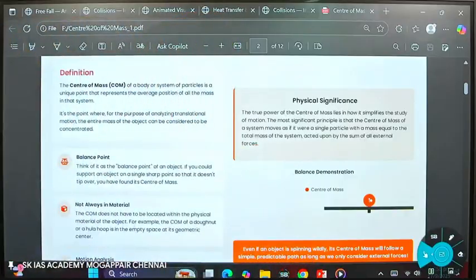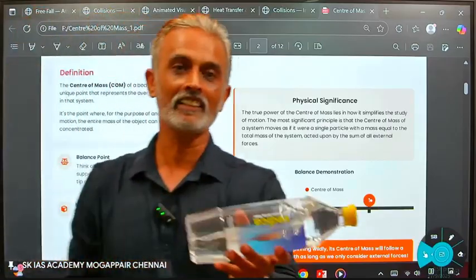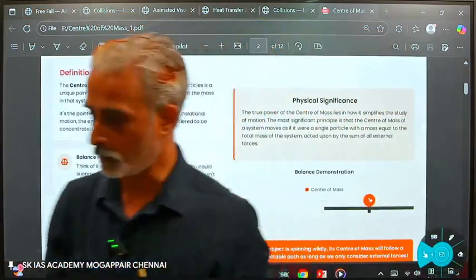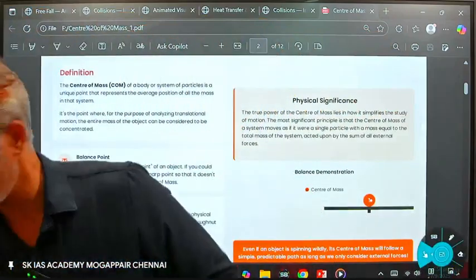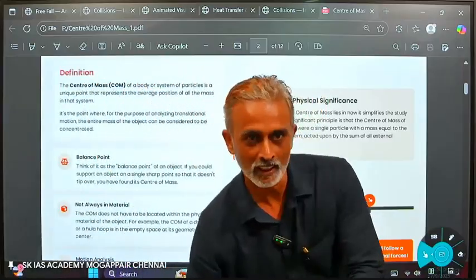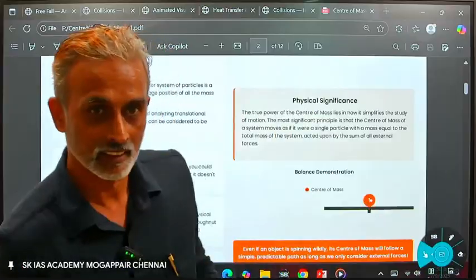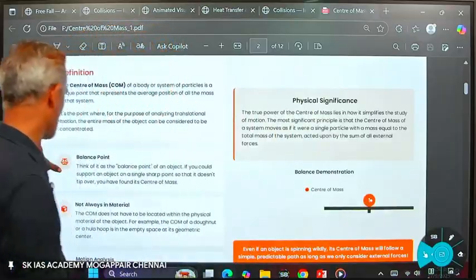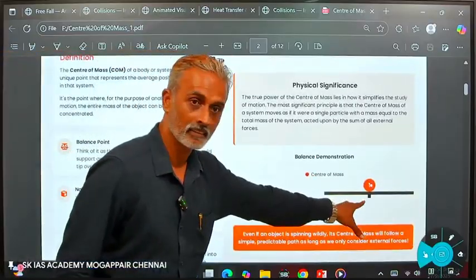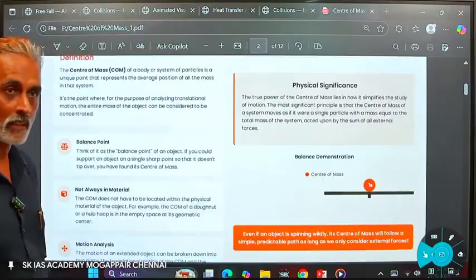Suppose I take this bottle, where is the center of the mass? Suppose I take a chair, center of the mass. Okay, understand the definition? This is the center of the mass. Through the diagram you have to understand.